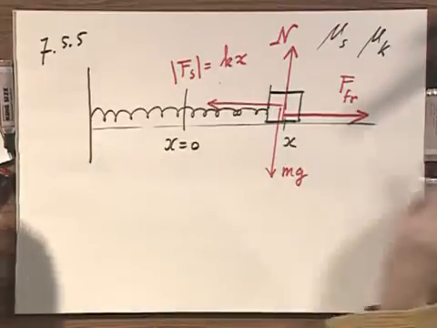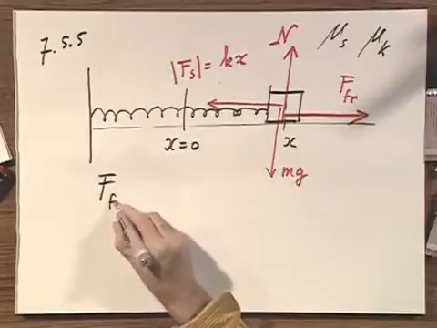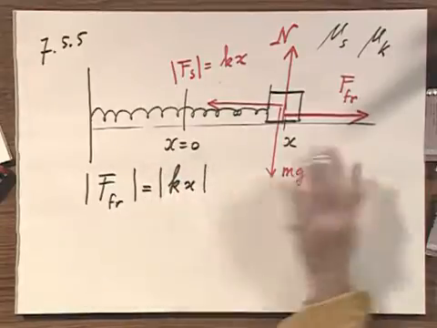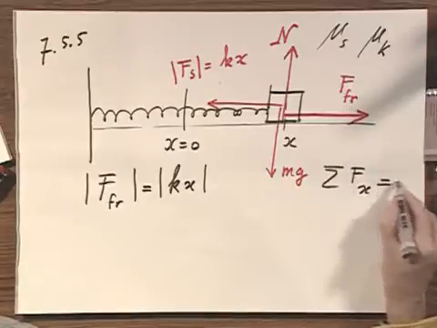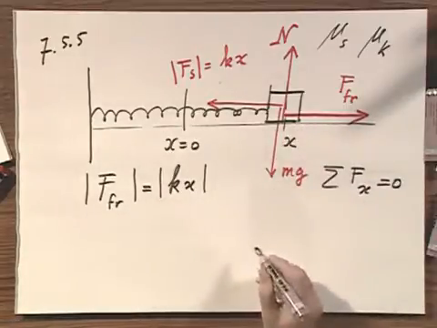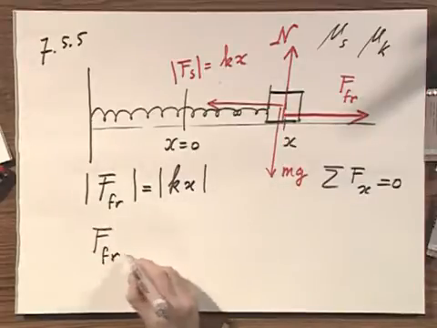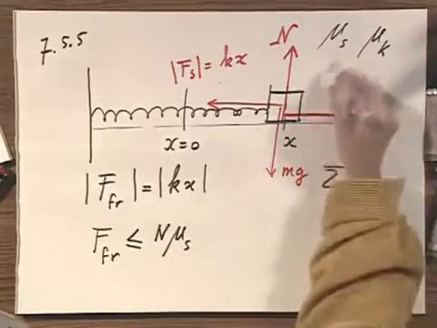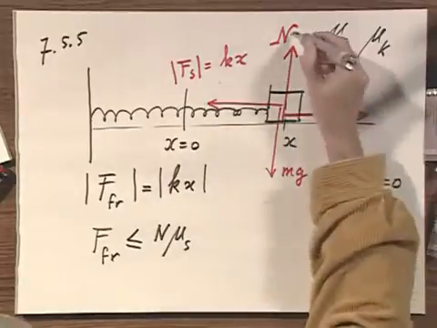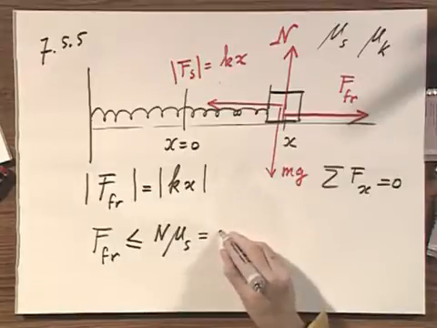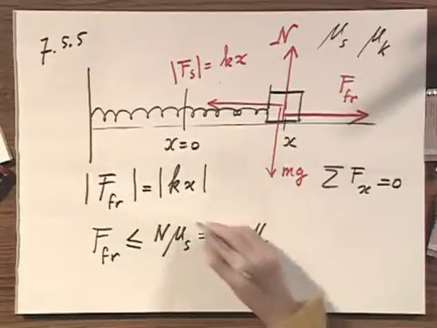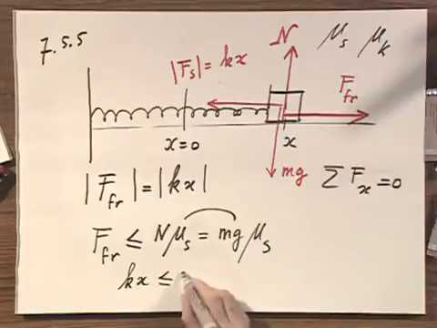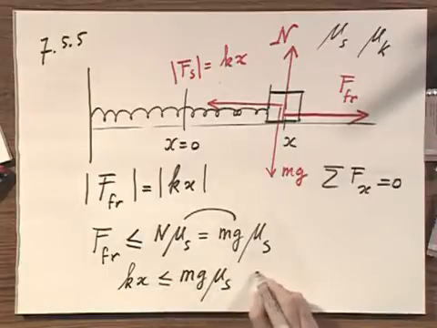Well, so the requirement is that the magnitude of the frictional force, F friction, as long as that is equal to kx, then the sum of all forces in the x direction will be 0. And I call this the x direction. Now, the frictional force is always less or equal to the normal force times the static friction coefficient. It's static because it has to start moving from 0 speed. Now, N equals mg, you see that immediately, so this equals mg times mu s. This is correct. And so the requirement then is that kx must be less or equal to mg times mu s. And so what do you find?